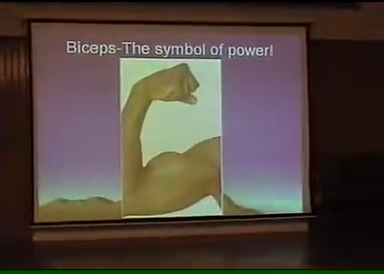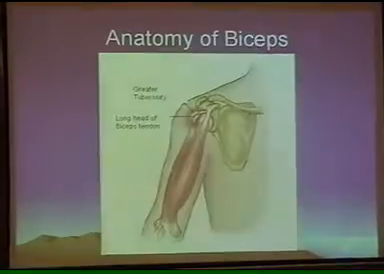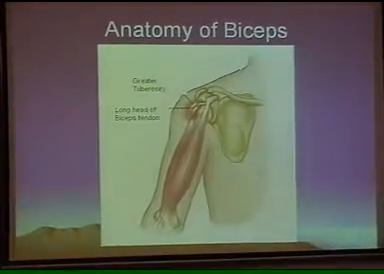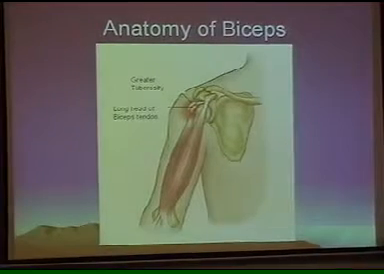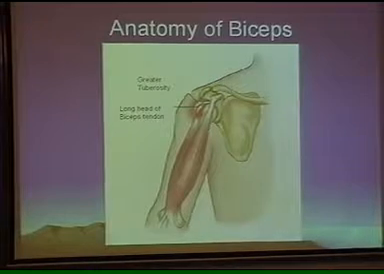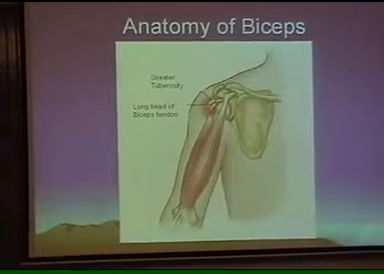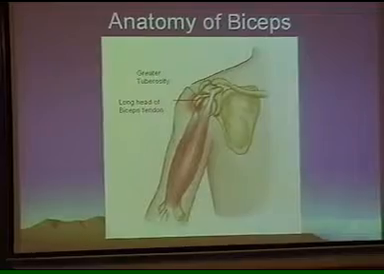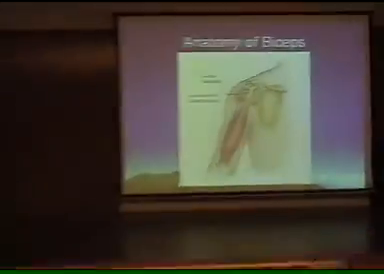Next please. Now the next problem which we encounter is biceps tendinitis. Though the biceps is considered to be the sign of power, it can get problems as well. This is a typical picture of the biceps. It's usually the long head of the biceps which gets inflamed. The long head passes through the bicipital groove and is surrounded by a synovial sheath, and we get inflammation of this tendon.